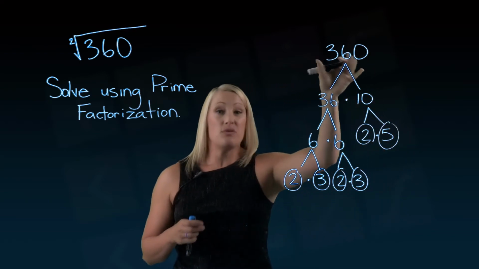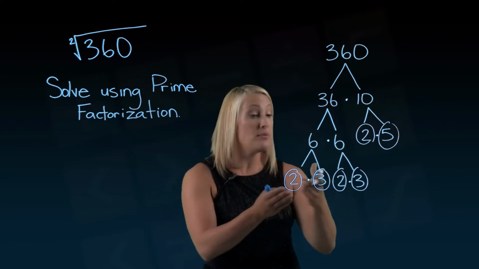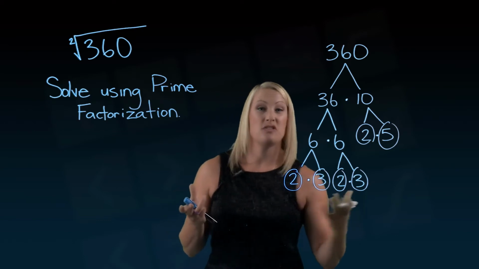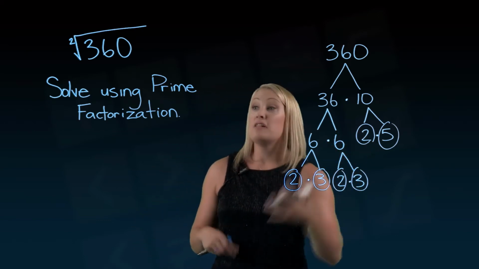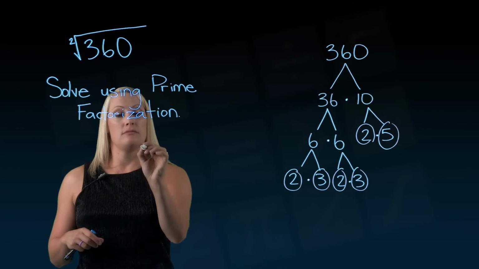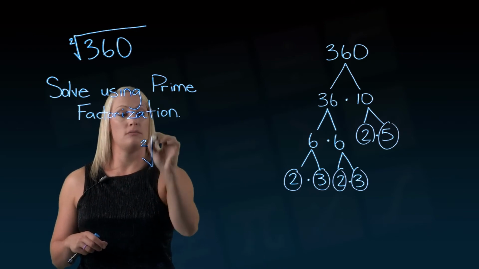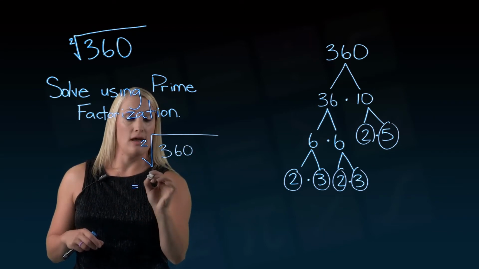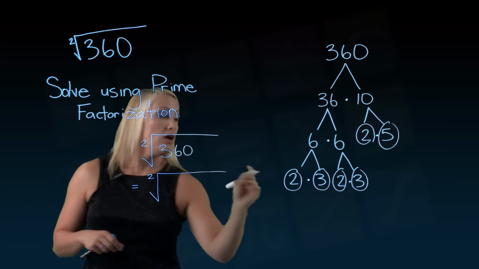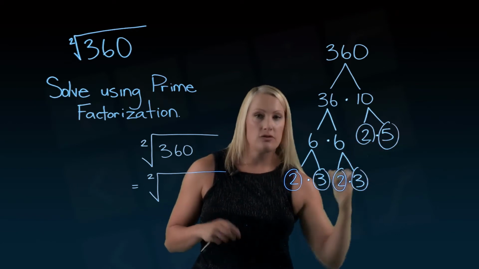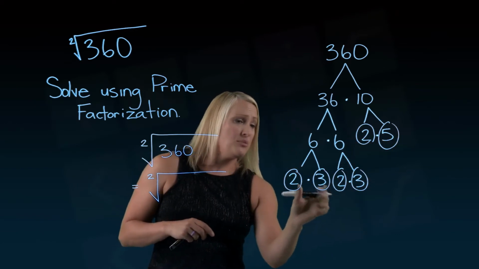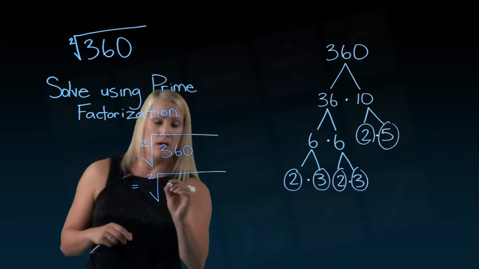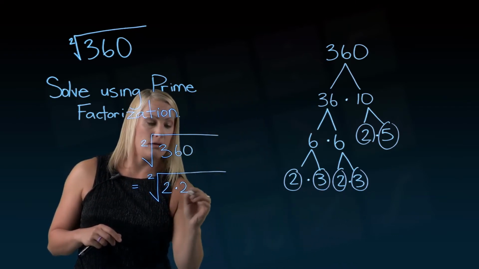Now, if you thought of a different way to multiply to 360, that's okay, because in the end, our prime factors are going to be the same. So it's kind of a nice thing about this question. So let's finish this off. I've got the square root of 360. I'm going to rewrite that as the square root of all of these prime factors together. And I'm actually going to pair them. So I'm going to do 2 times 2 times 3 times 3. So I'll put our pairs together.